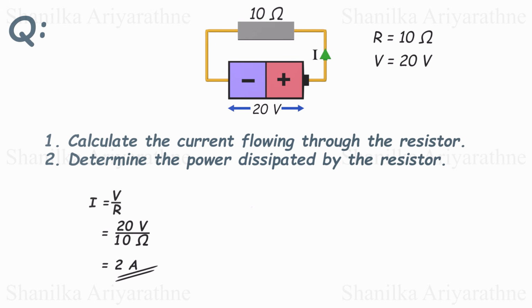Since we now know the voltage, current, and resistance, we can use any form of the power equation to calculate the power. Let's use the voltage and resistance to calculate the power dissipated by the resistor. Thus, the power dissipated by the resistor is indeed 40 watts.